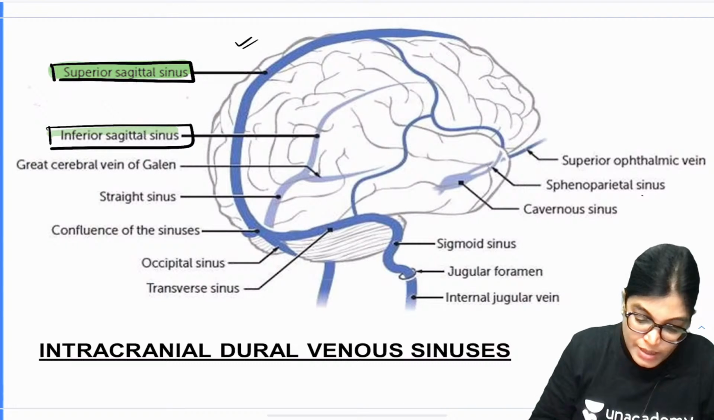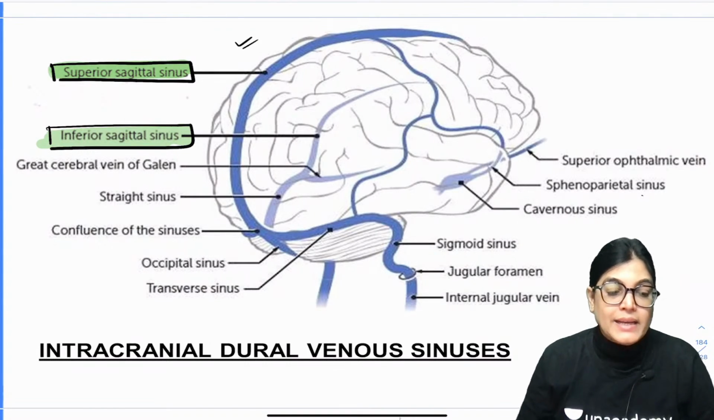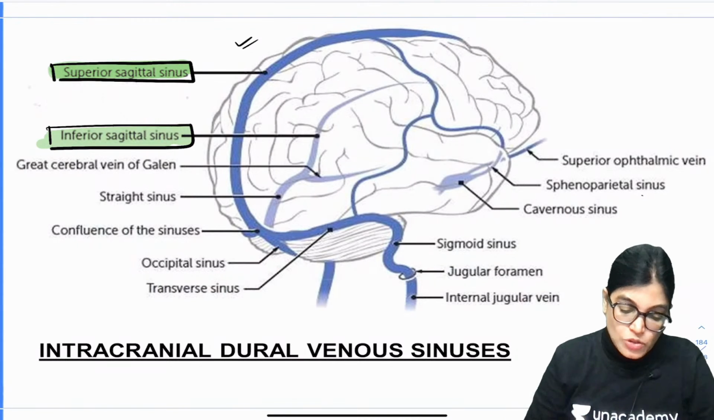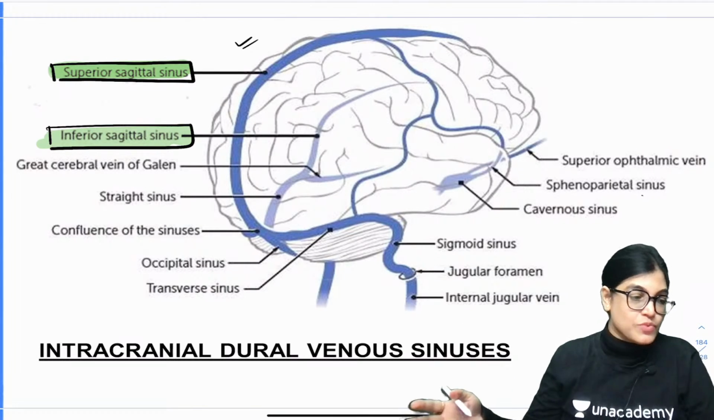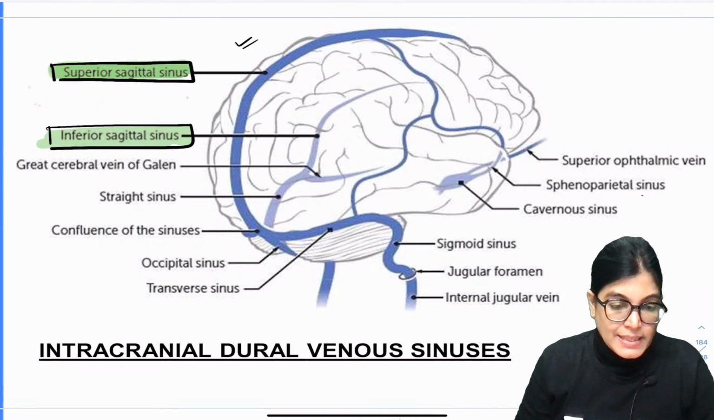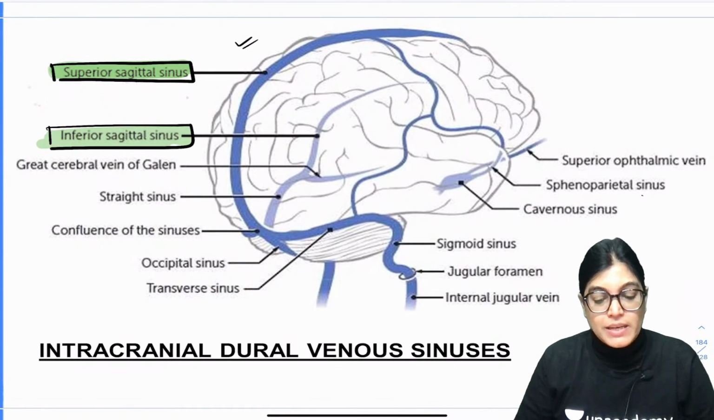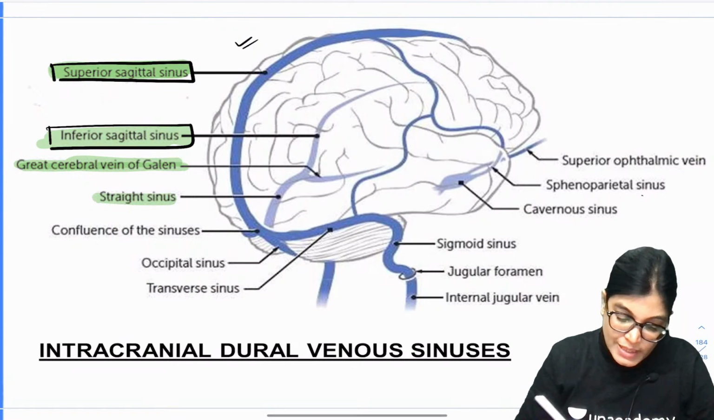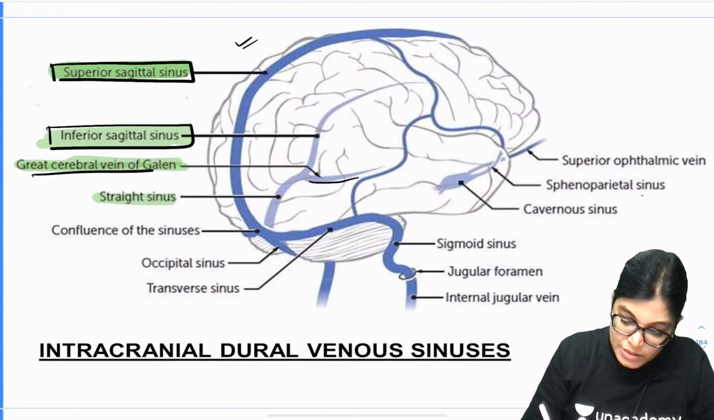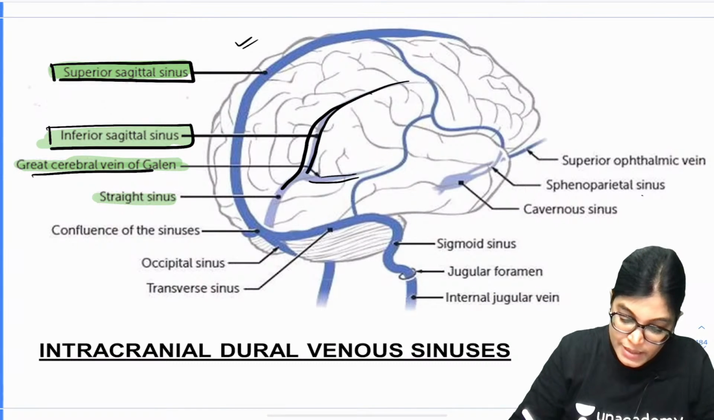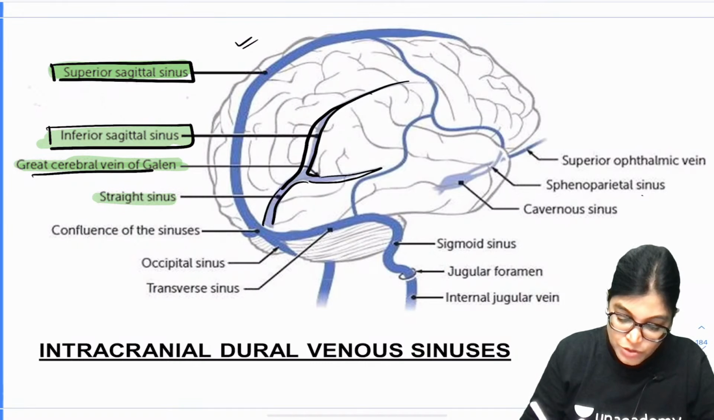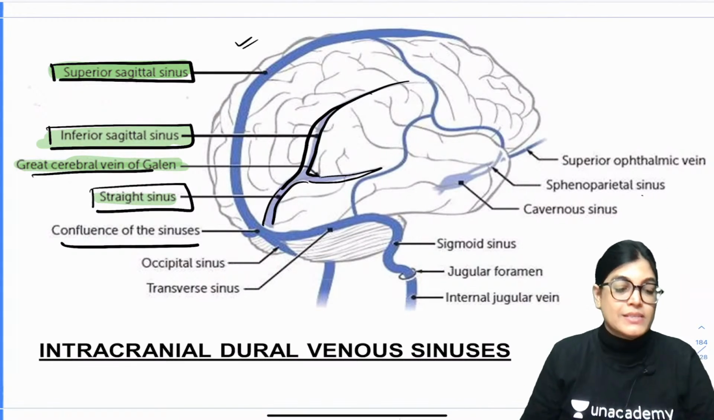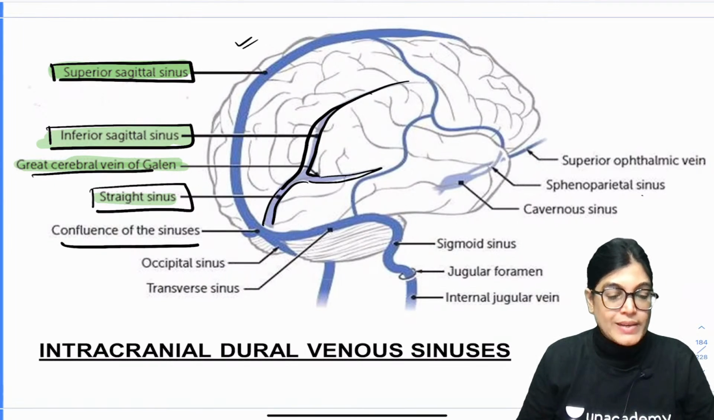Inferior sagittal sinus is lying in the free end of falx cerebri, and it receives veins from the medial surface of the cerebral hemisphere. The superior sagittal sinus will turn to the right side to become the right transverse sinus. The inferior sagittal sinus, at the junction of falx cerebri and tentorium cerebelli, is joined by the great cerebral vein of Galen, leading to the formation of the straight sinus. This junction where the sinuses join leads to the formation of the confluence of sinuses.